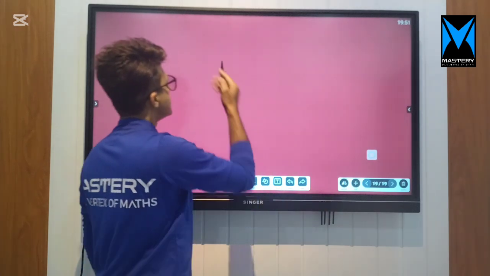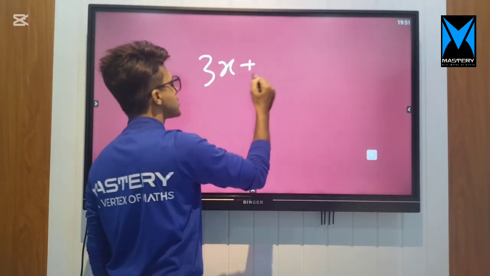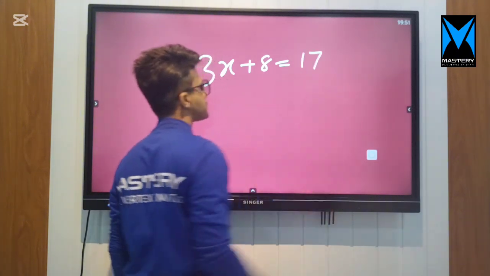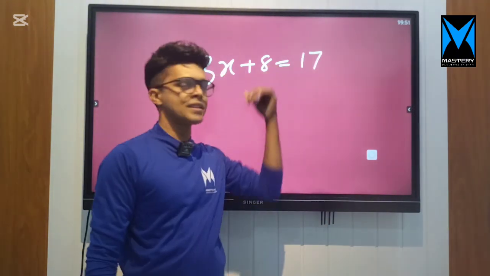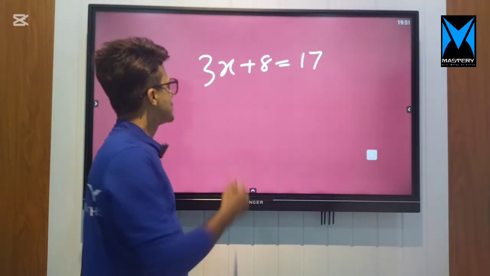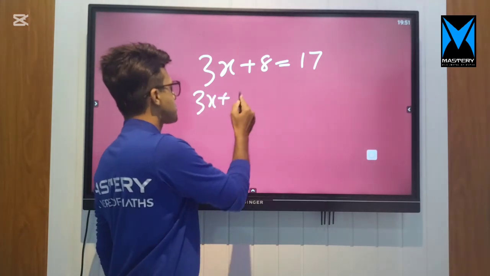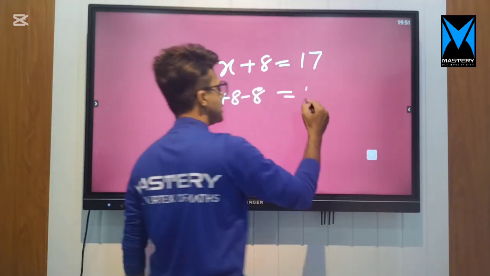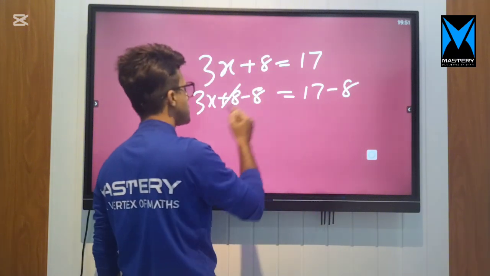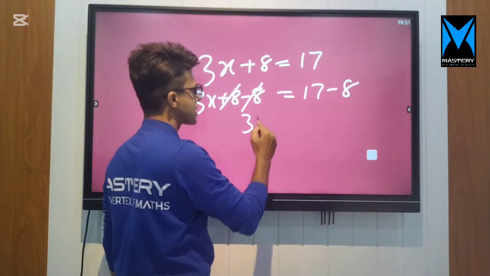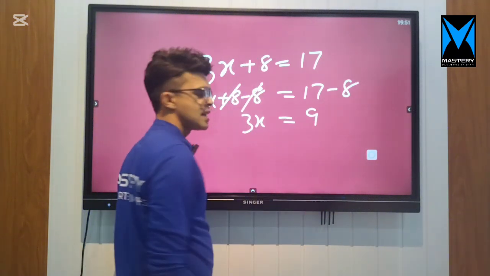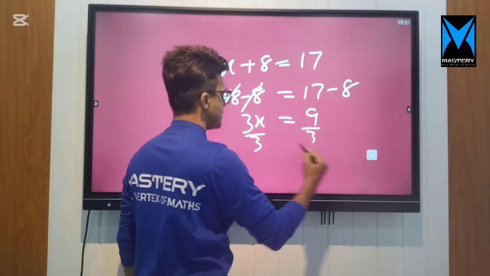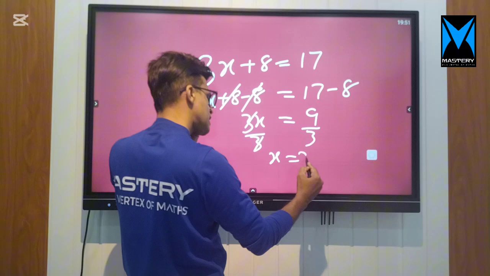So this one: 3x plus 8 equals 17. Now how can you do this? If it is plus 8, you need to subtract 8 from both sides. Then 17 minus 8. Simplify plus 8 and minus 8. Then 3x equals 17 minus 8, which is 9. Now divide by 3. So x equals 9 over 3, which is 3.